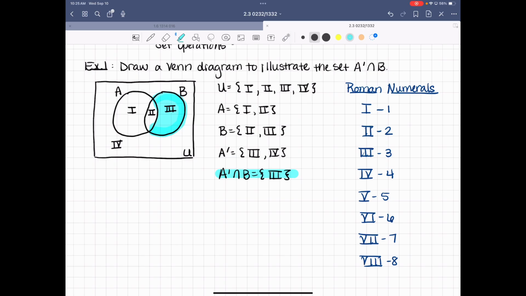So at some point they'll ask you to shade it. So if you were going to shade it, all you would do is shade region 3. That shaded blue region represents A complement intersection B. And it makes sense because you're not using A at all, and you're using who's in the complement of A and also in B, right? We'll do another one. Okay.